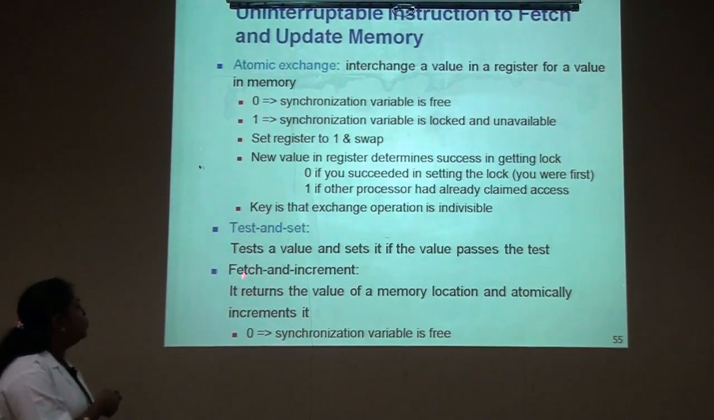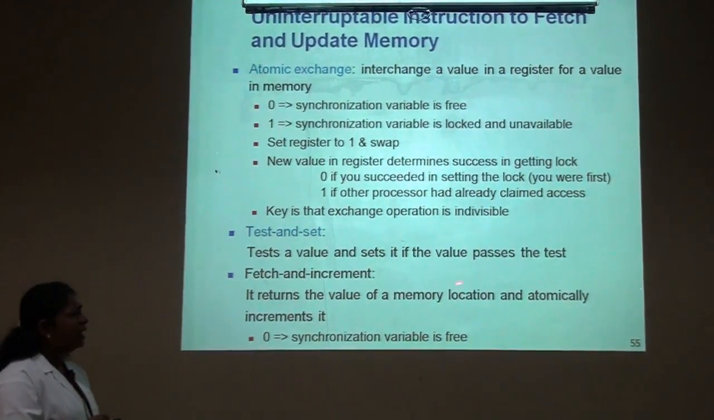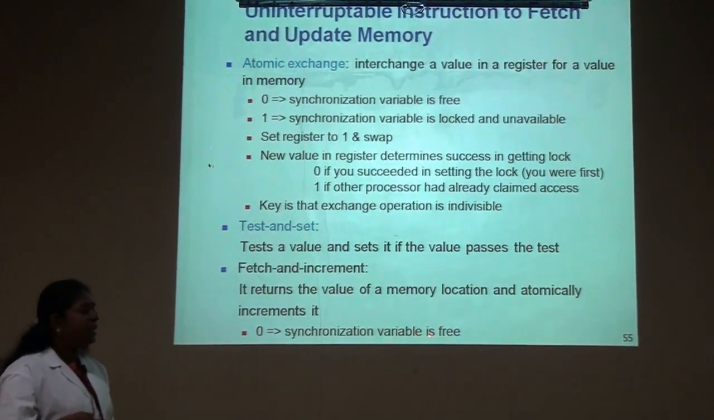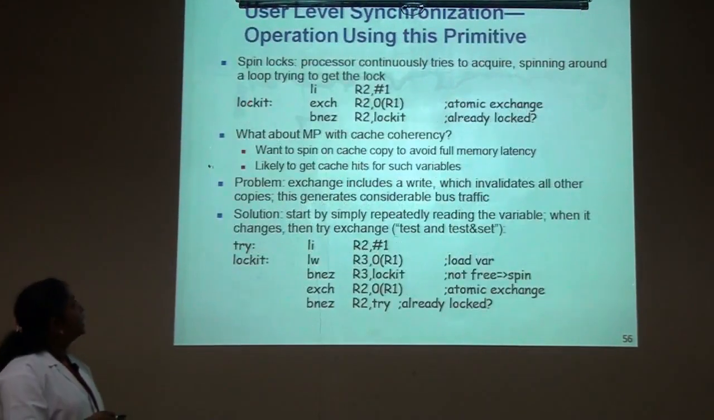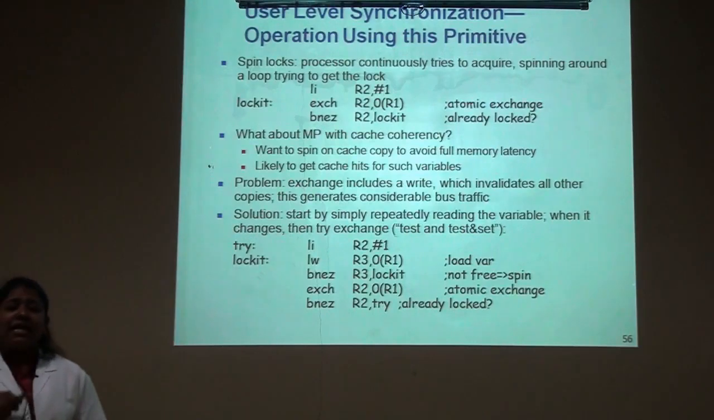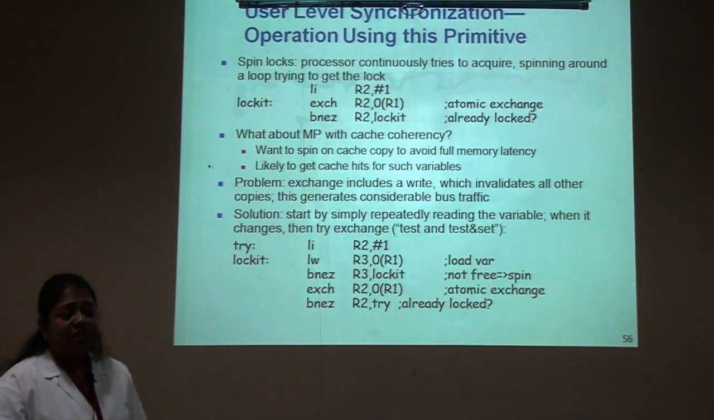And the third one is fetch and increment. Here the memory location is automatically incremented. If it is 0, the variable is free, otherwise it is 1. And the next one is spin lock. Spin lock is nothing but going again and again to check whether the variable is free or not.